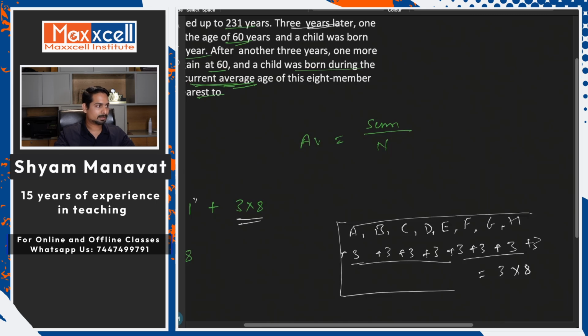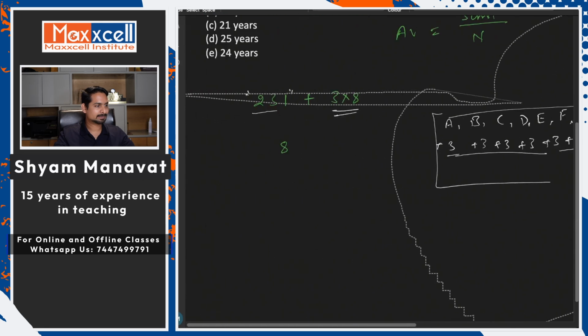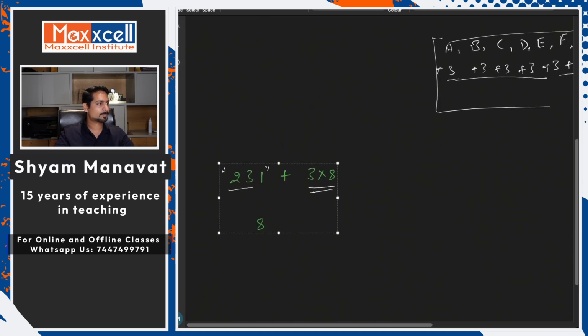Okay. So that's why the change in the sum in these 3 years will be 231 plus 3 into 8. Now, unfortunately, a person aged 60 died. So he is no more in the family now. So his age will be subtracted from the total, right?